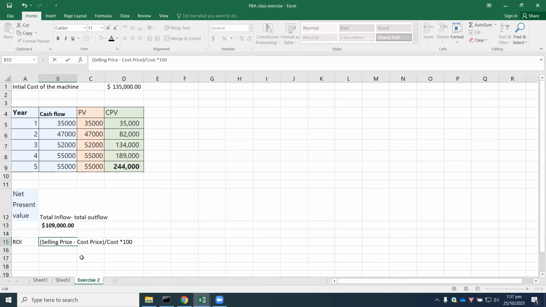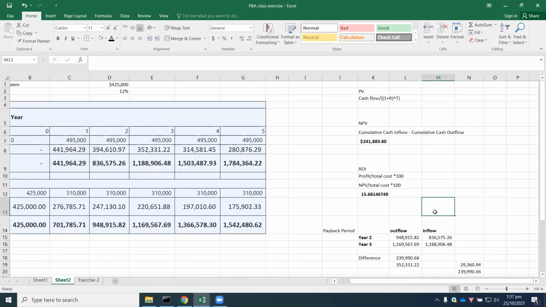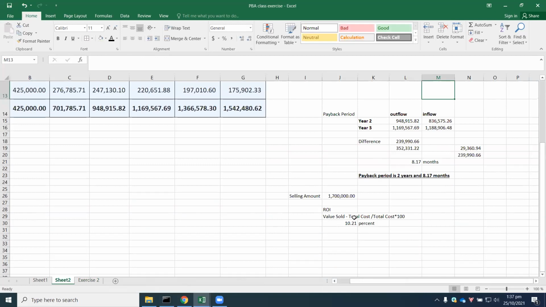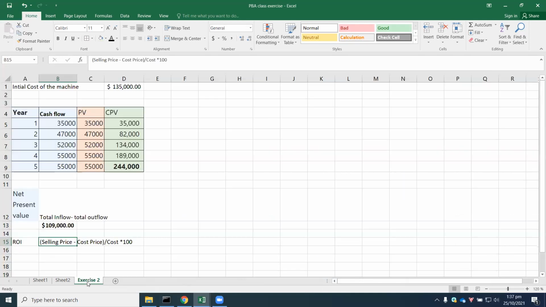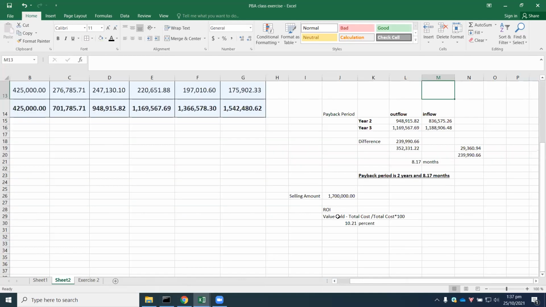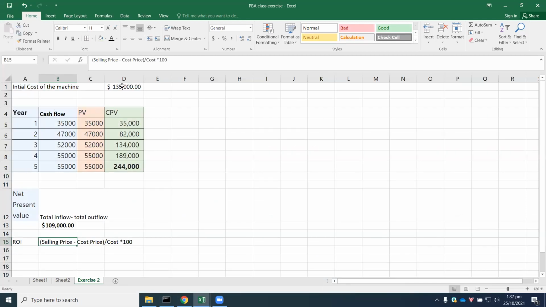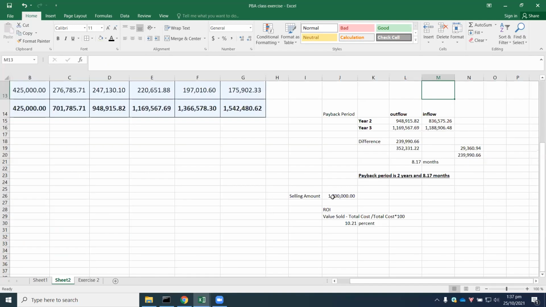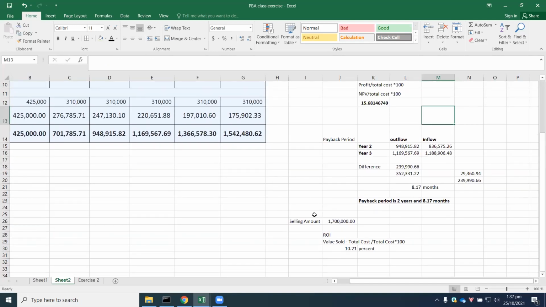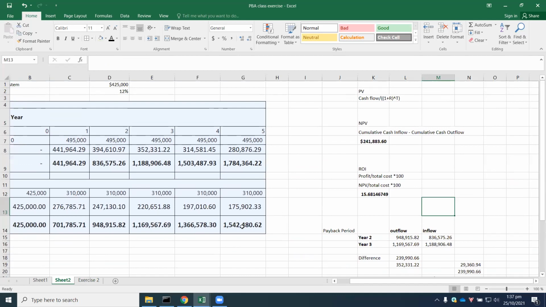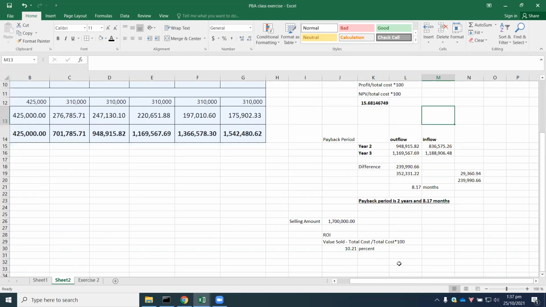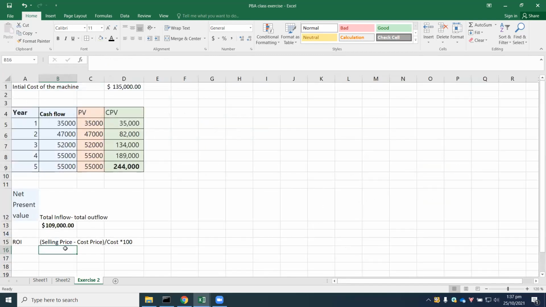Now, if you look at this exercise, we have said value sold minus total cost divided by total cost. Why have I written it differently here, selling price minus cost price, and why total cost? Because your total cost here is just the cost of the machine. In the previous example, you had a scenario with cumulative cost. However, this still would be same as this. The procedure remains the same.